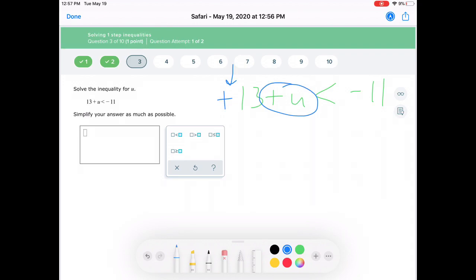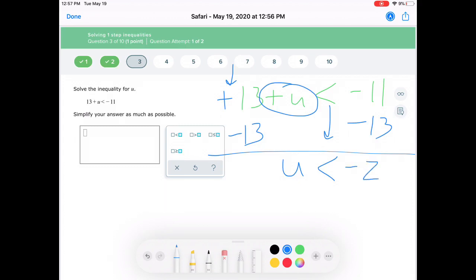So in order to undo that positive 13, we would have to subtract 13 from both sides, and that leaves us with a positive u. We keep this inequality sign the same, so this one is just less than this time. And negative 11 minus 13, they're both negative, so we kind of add these together. 11 and 13 is 24, but we just went in the same direction on the number line. So u is less than negative 24.